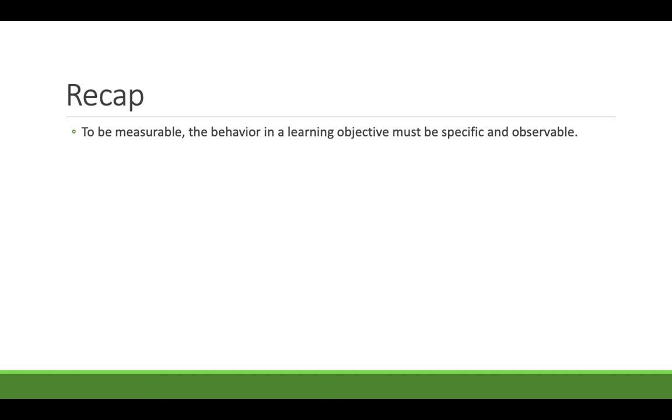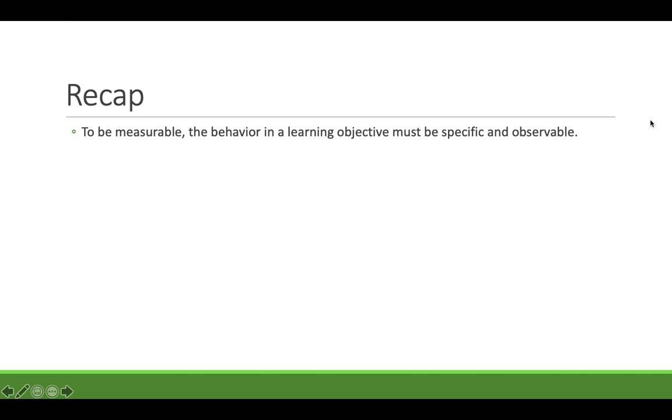All right, so that's basically it for writing learning objectives. From here, it just takes a good amount of practice to recognize well-written learning objectives, poorly written learning objectives, and to start writing your own. To recap, remember the behavior in a learning objective must be specific and observable.